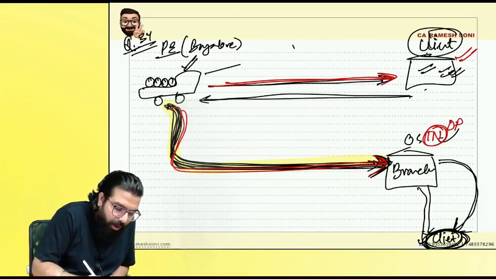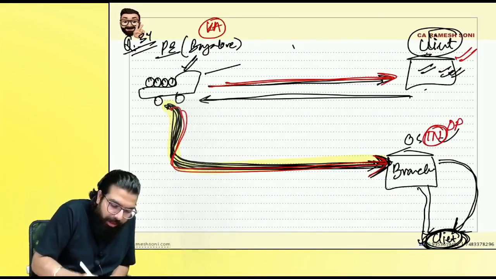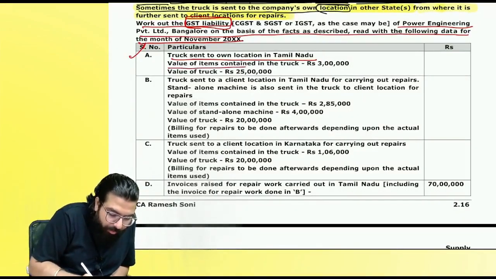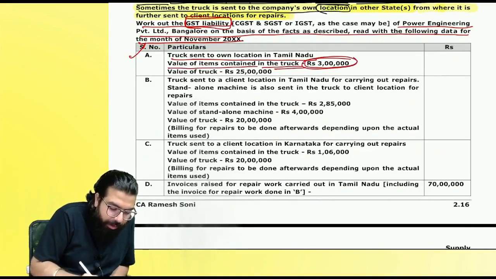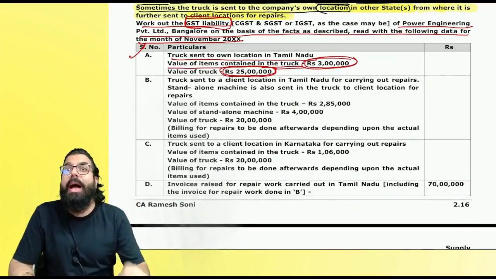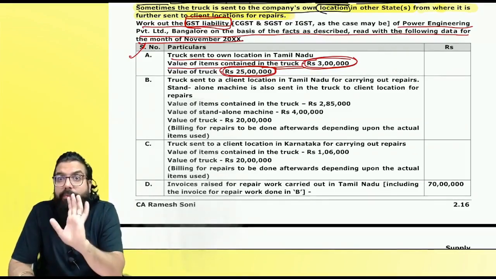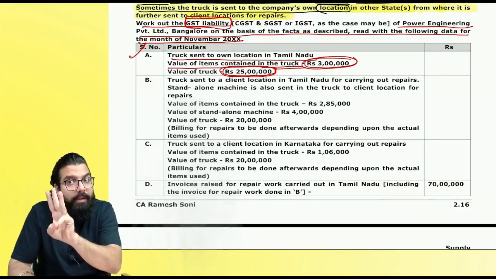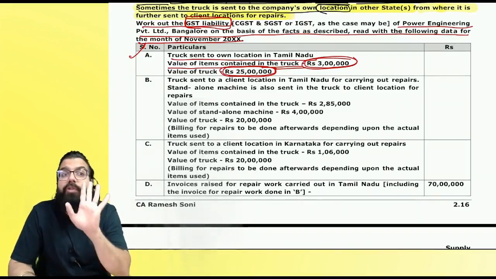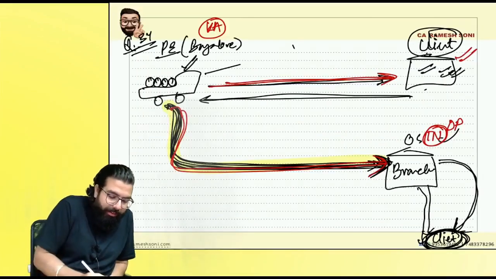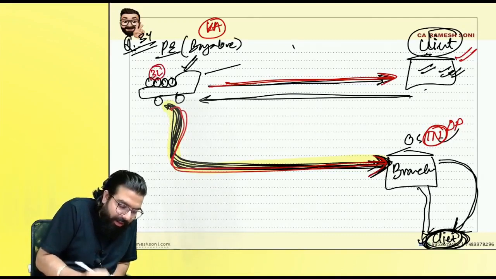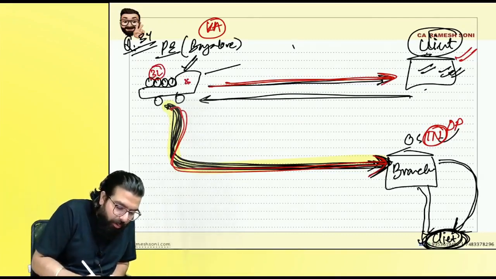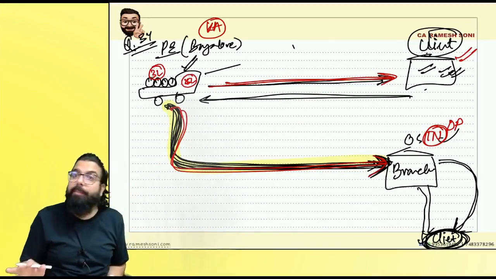When your truck is going from Karnataka to Tamil Nadu, what is the value? Value of items contained in the truck is 3 lakh rupees, and the value of the truck is 25 lakh rupees. Will any GST come? Tell me one thing: this truck is taking 3 lakh worth of items and going, and the truck's value is 25 lakh. Is the truck supplied?